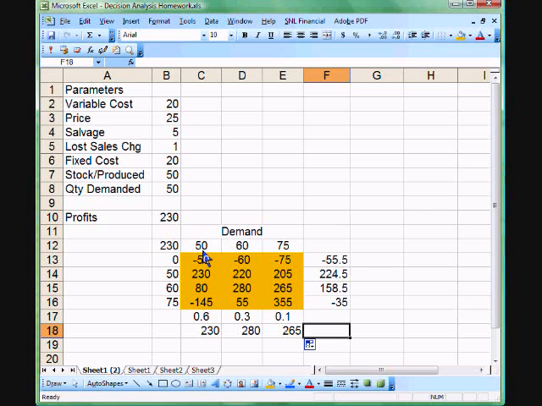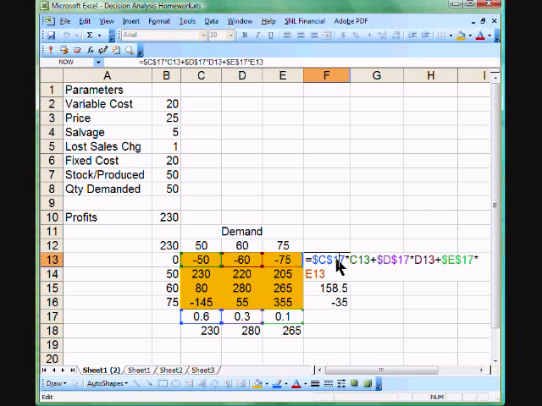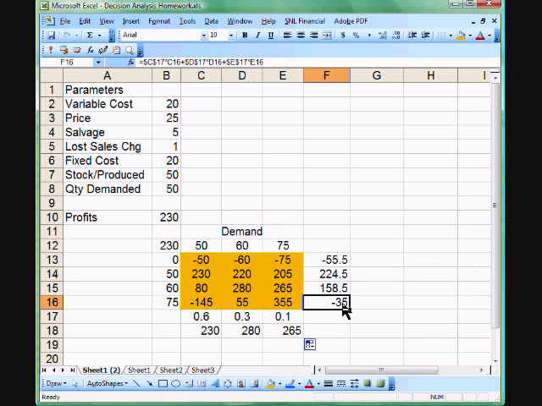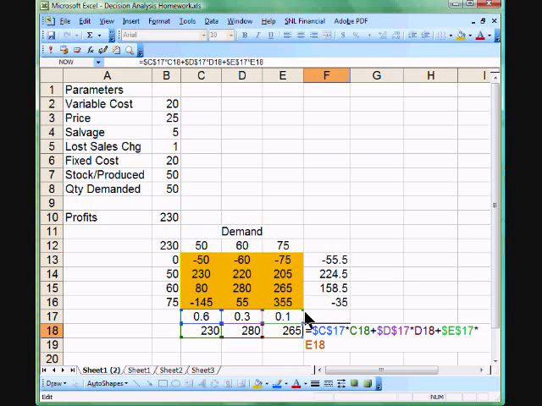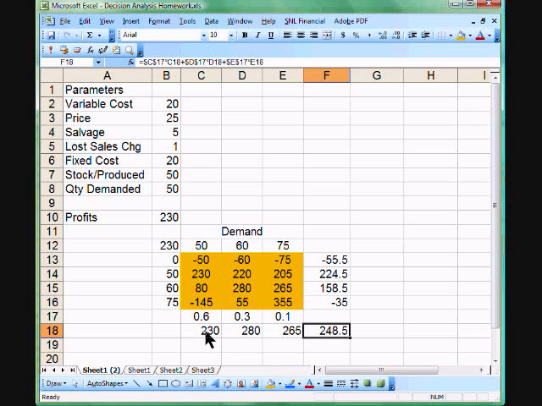It's still, this 50 demand is only going to happen 60% of the time. So we use the same formula that we used over here. And in this case, what we'll do is we'll copy that formula and put it down here. And what you see here is we have profits of, we're going to multiply our 60% times the 230. So 60% of the time we're going to make $230. And that means that over the course of time we're going to make $248.50 if we buy this new forecast model.